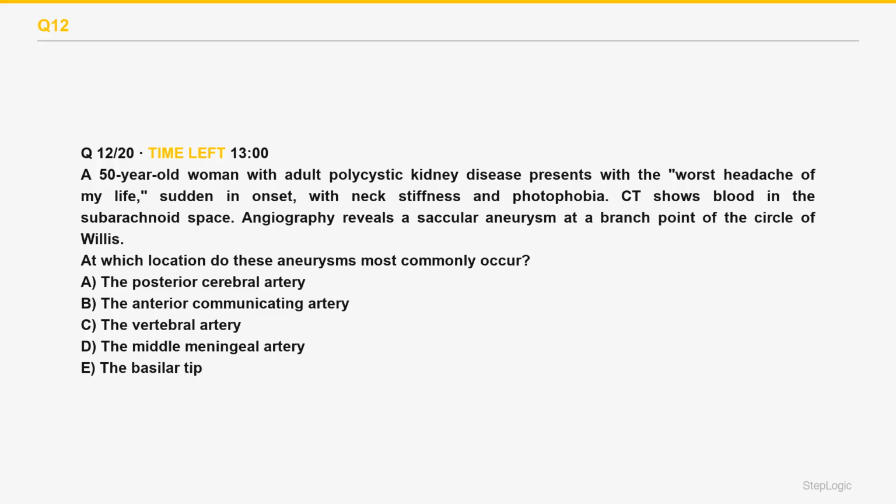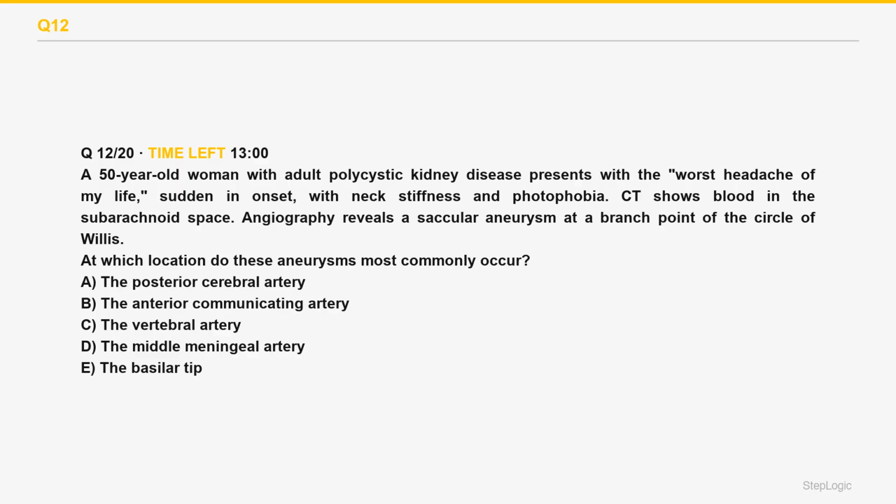At which location do these aneurysms most commonly occur? A 50-year-old woman with adult polycystic kidney disease presents with the worst headache of her life, sudden in onset, with neck stiffness and photophobia. CT shows blood in the subarachnoid space. Angiography reveals a saccular aneurysm at a branch point of the circle of Willis.